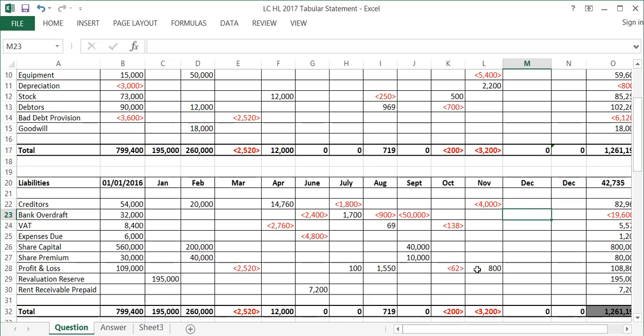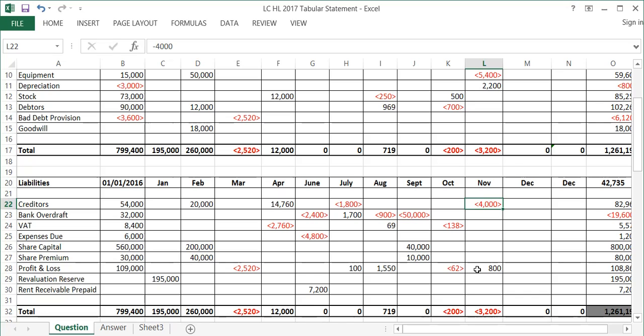Now for December, sorry, I should have said originally, for December you'll need two columns. One because there is depreciation here in December, and the second thing is we're going to have to tidy up the due and prepaid parts of June. So we'll do the depreciation first.